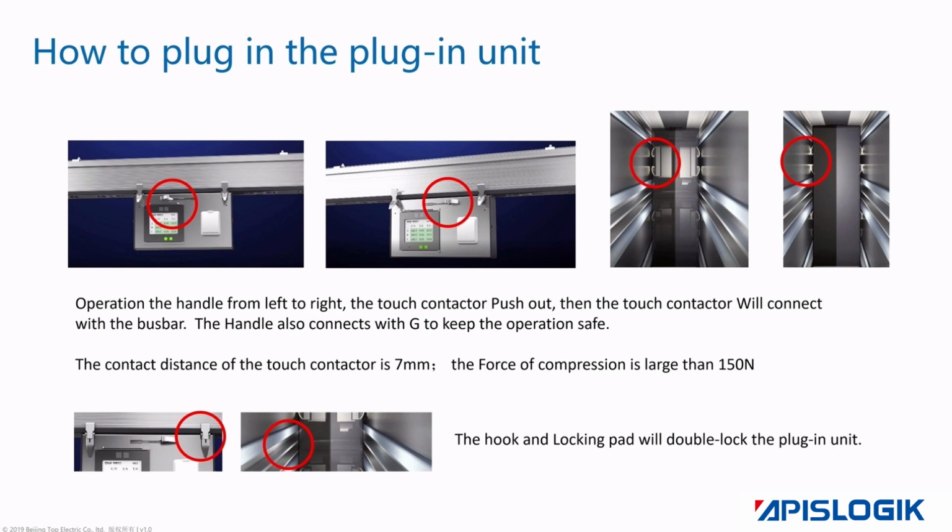The operating handle has an insulating sheath, and the metal beginning and end are grounded. The contacts are silver-plated, the contact pressure is greater than 150 N, and the travel of the contacts is 7 mm.